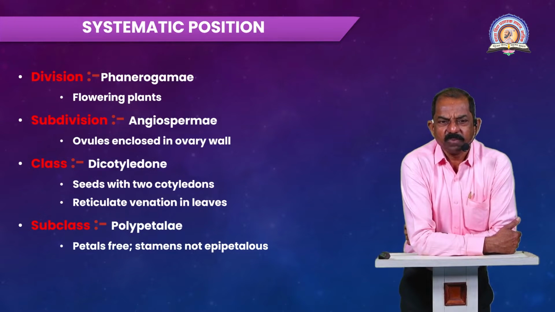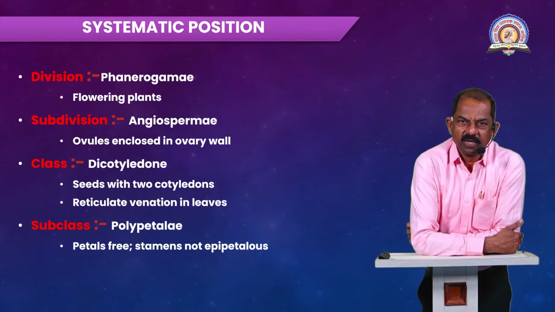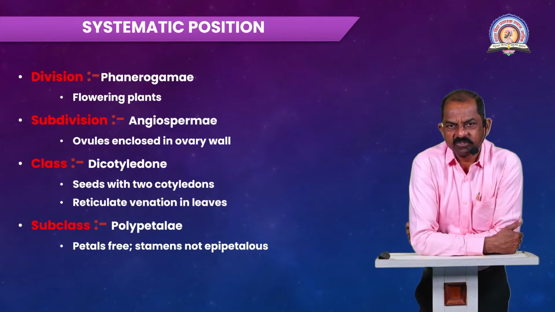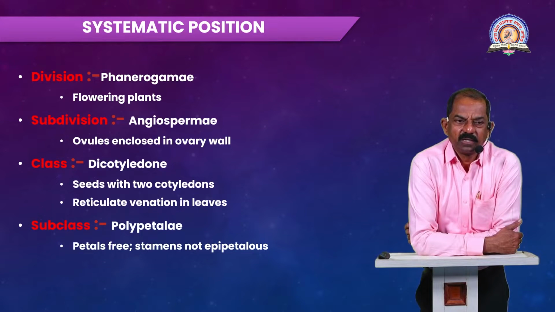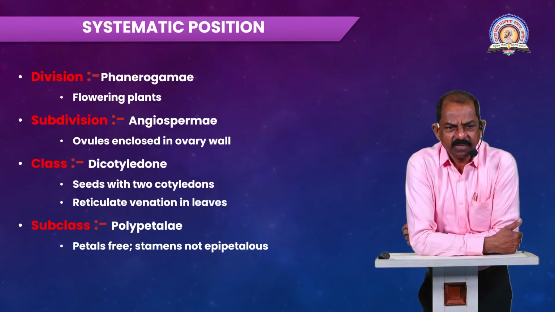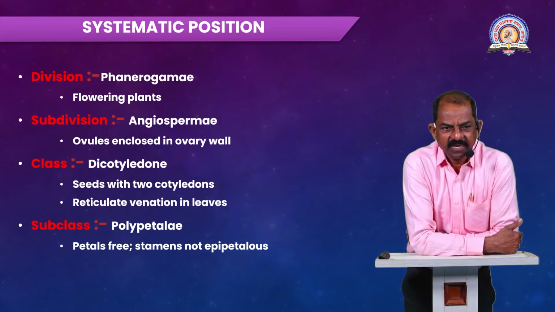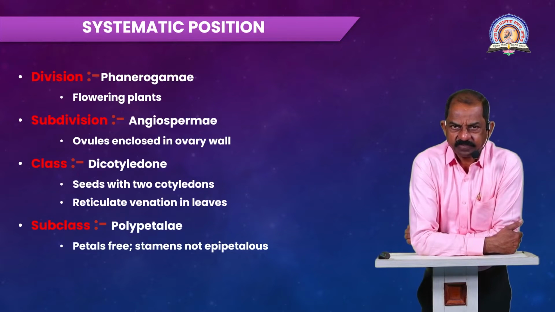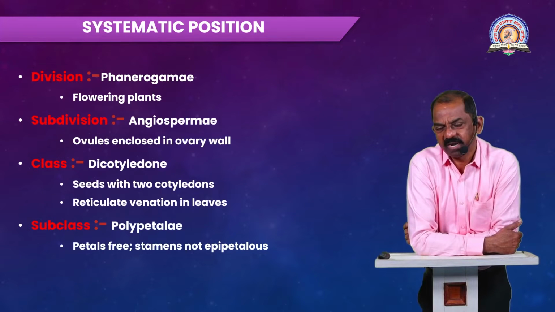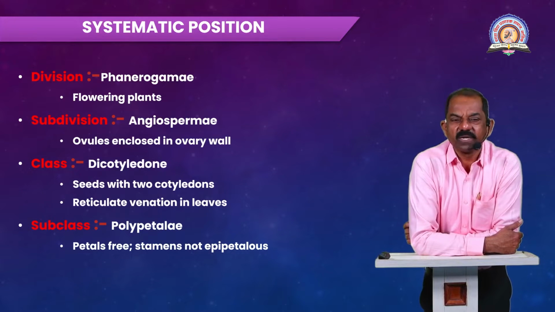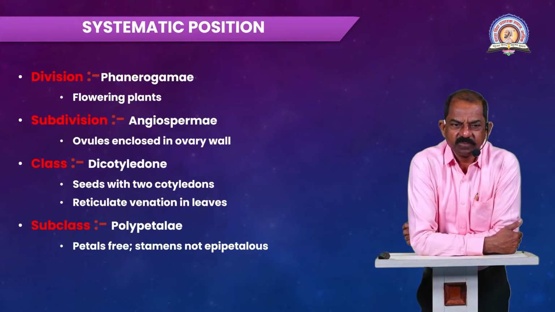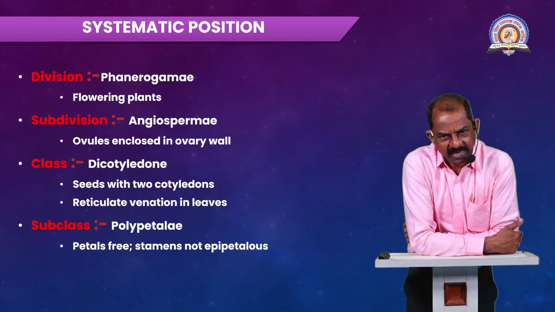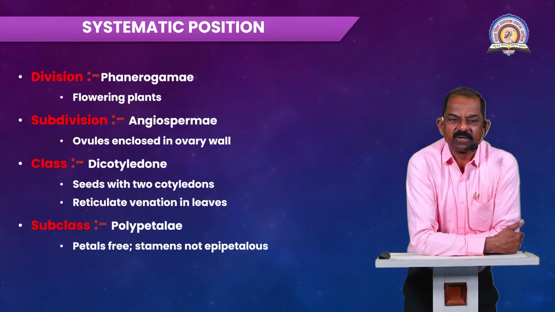The subdivision of the Phanerogams is the angiosperm, and we all know the characteristics of the angiosperm. The plants in which ovules are enclosed within the ovary wall are classified under the subdivision angiosperm. Then under the subdivision angiosperm, the class is the dicotyledon. Yes, we know the characteristics of the dicotyledon. Simply, seeds with two cotyledons, leaves with reticulate venation, and the taproot system are the characteristics of the class dicotyledon.